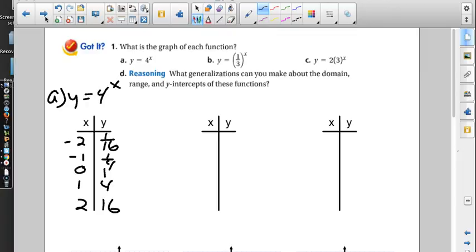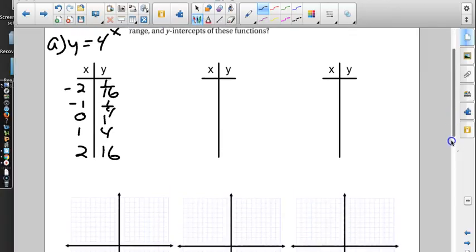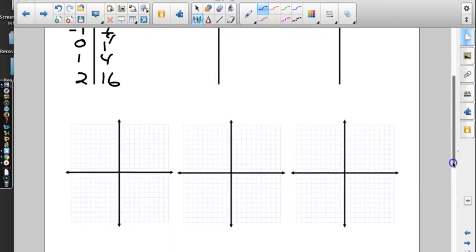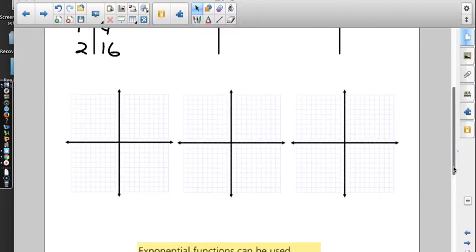So let's go down here and get the y equals 4 to the x graph. So at -2, we're really, really close to the axis. That one's supposed to be 1/4, 0, 1, 1, 2, 3, 4, and then we're already up to 16.